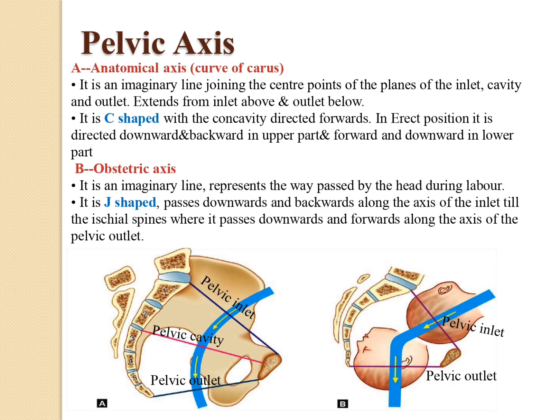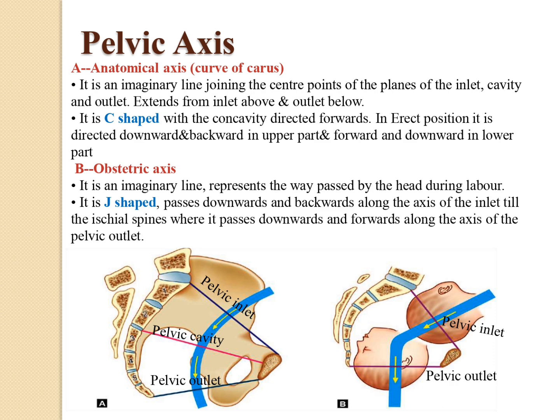It is C-shaped with the concavity directed forwards. It is uniformly curved with convexity fitting with the concavity of the sacrum. In the upper part, pelvic axis is directed downward and backward. And in lower part, pelvic axis is directed forward and downward.